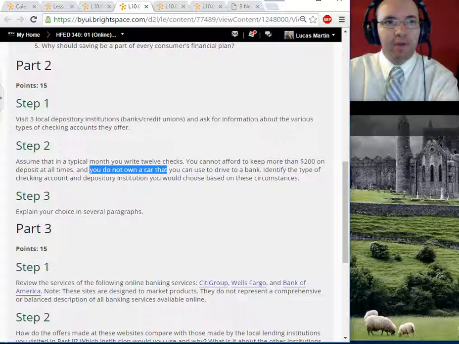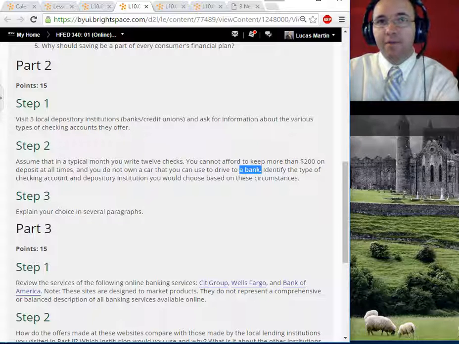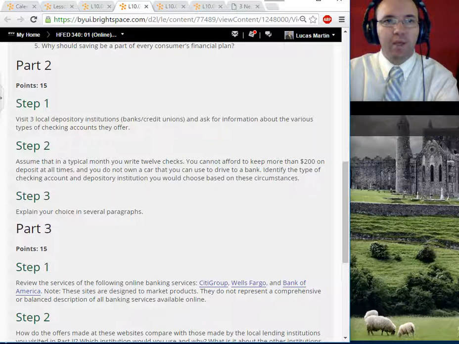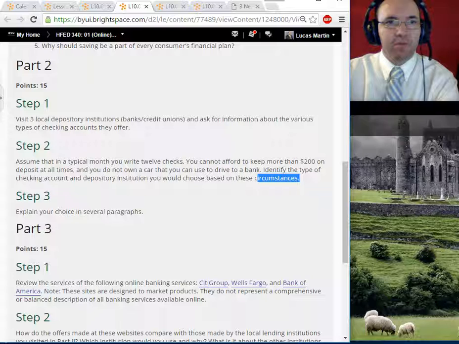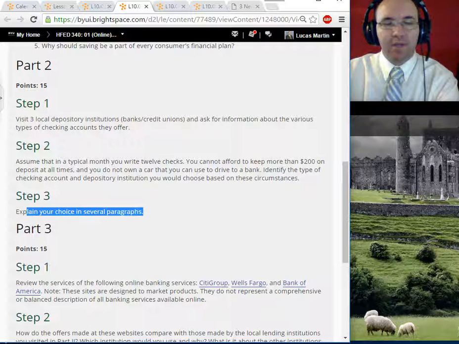You're telling them that you do not own a car that you can use to drive to the bank, so that should imply that obviously you need to choose banks that are close to you or close to where you work or have some kind of access point, and identify the type of checking account institution that you would choose based on those circumstances. And you're going to explain your choice in several paragraphs.